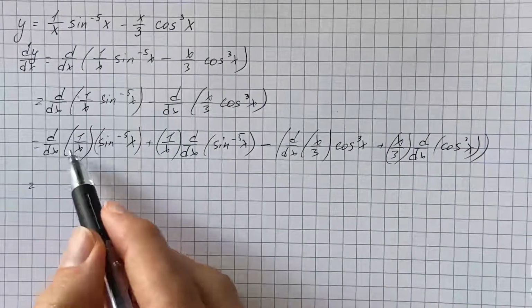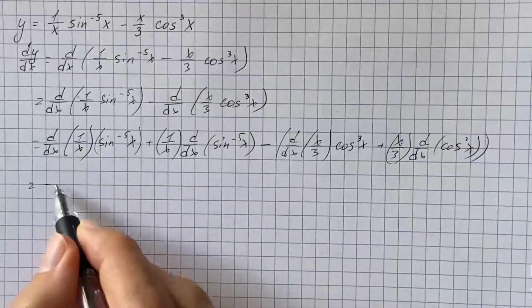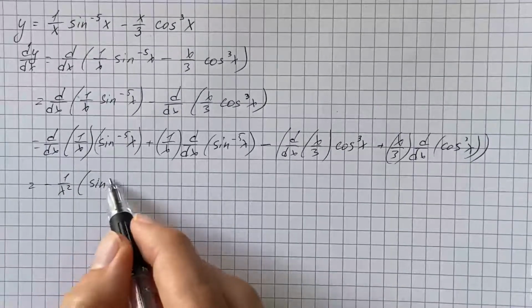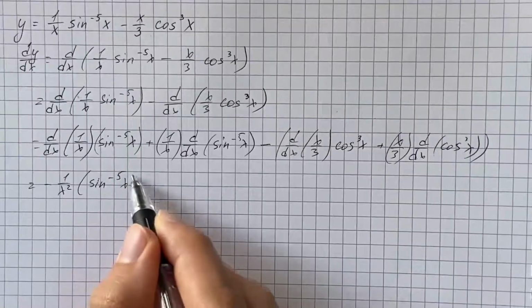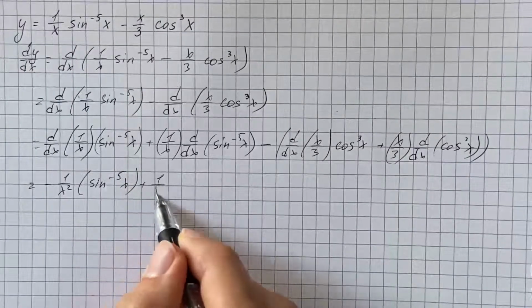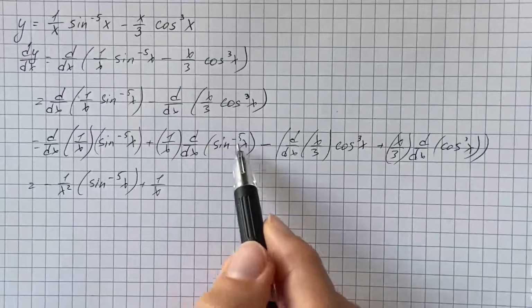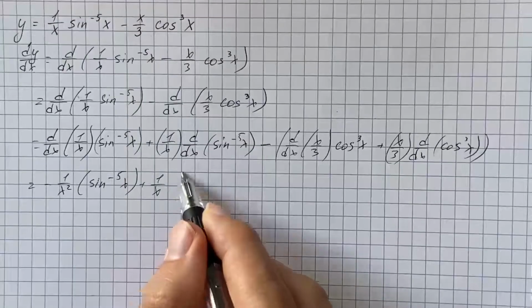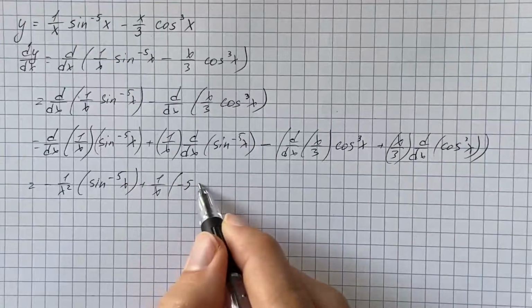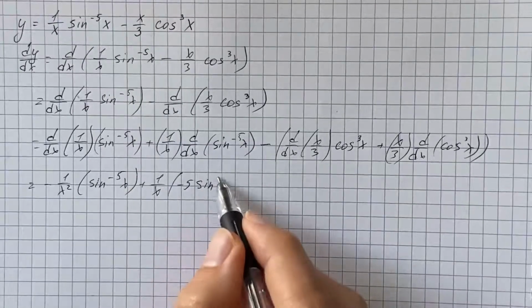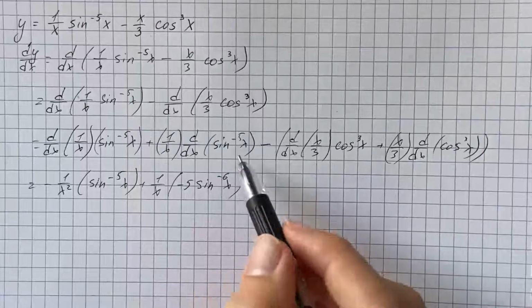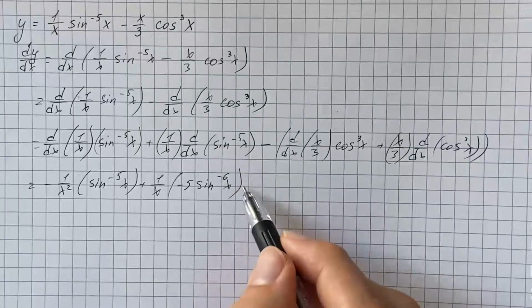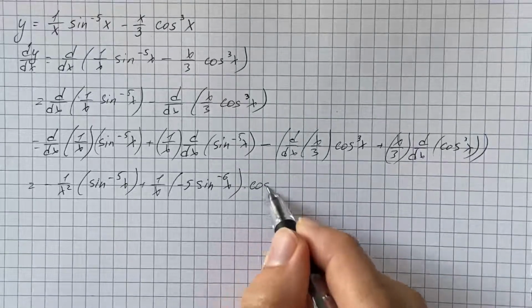Therefore, we get the derivative of 1 over x equals negative 1 over x squared, then multiply by sine to the power negative 5, then plus 1 over x. And here we're going to use the chain rule. So at first we take the derivative of the outer function, and that's going to be negative 5 times sine to the power of negative 6, and then multiply by the derivative of the inner function, which is the sine function, and that's going to be cosine of x.